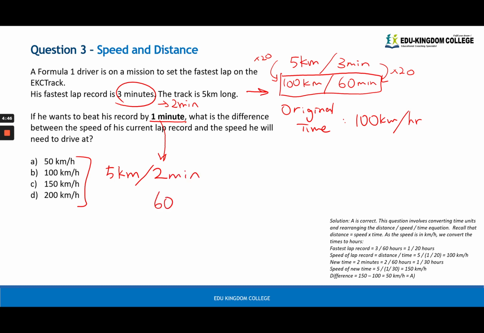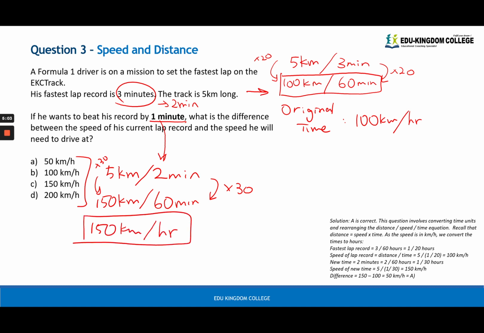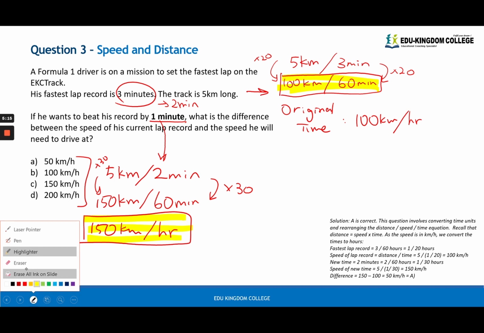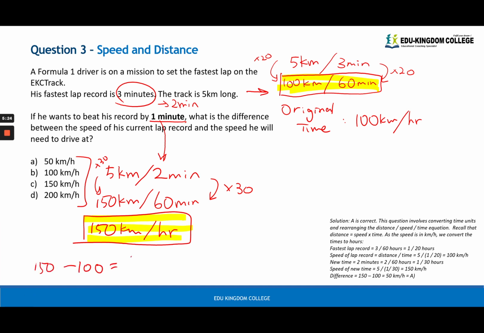To find the speed per hour, you want to change it into 60 minutes again, times by 30. This side you times by 30, you get 150 kilometers in 60 minutes, i.e. 150 kilometers per hour. I'm going to box that one as well. That is the new time. You can see that the difference is quite big, quite vast between this one and this one, okay? Even though it's only 1 minute difference, because the track is so short, if you were to drive that for an hour, you would be 150 minus 100 kilometers apart, which is 50 kilometers per hour difference.